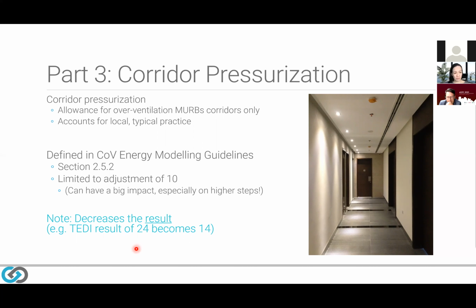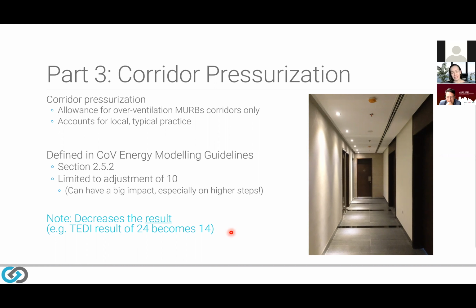That means that if you have an adjustment of 10 on your building and your result comes out at 24, you could actually pass that TEDI of 15 because you're able to subtract this adjustment of 10 from your 24 result. So you could actually meet your step code requirement in that case. As you can see, this can have quite a big impact, especially on these higher steps.